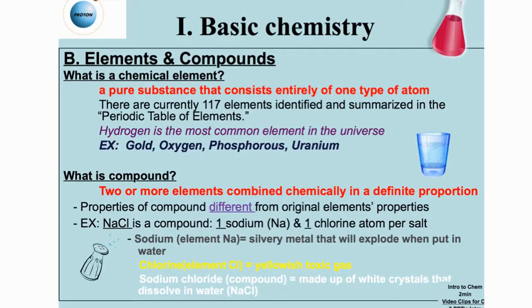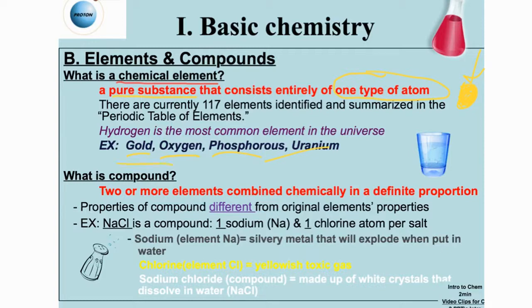And now elements and compounds. What is a chemical element? Well, a chemical element is a pure substance. Pure. It consists entirely of only one type of atom. So if you had a chunk of gold that was 100% just gold atoms, boom, that's an element. So that's gold. If you have pure oxygen, that's an element because it's only oxygen in there. That's it. Phosphorus, uranium, all the elements can make a pure substance, a chemical element.